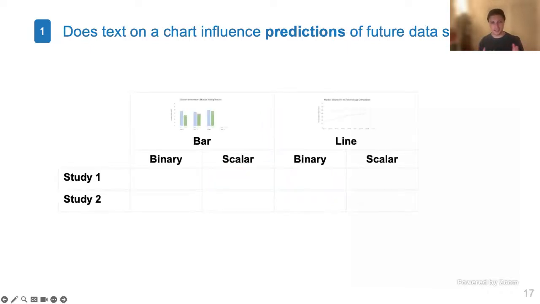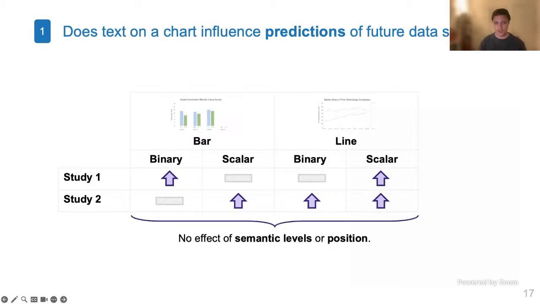Essentially, we saw pretty inconsistent results across the two studies and different chart types and our different ways of eliciting predictions. So in study one, the bar chart had a small but significant effect on binary predictions, but no effect on the scalar confidence ratings. However, the inverse was true for line charts. So here you kind of see that inconsistency. And in study two, we also observed some inconsistent findings, and these tended to have really small effect sizes if they were significant. We did not find any differences between the semantic levels nor the title versus the annotation's position.